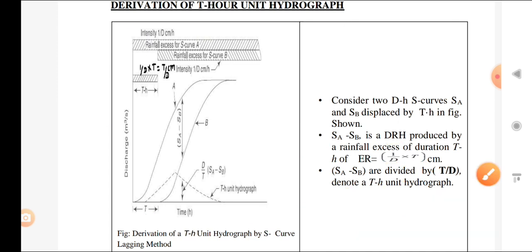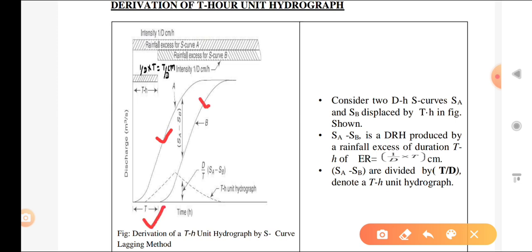So you can see in the figure also. I am repeating that again. First of all, what we have to do is find the S curve for the given hydrograph, that is SA. Now we have to lag that S curve by T hours. What is the T hour? It is the duration of the required unit hydrograph. So we will lag that by T.